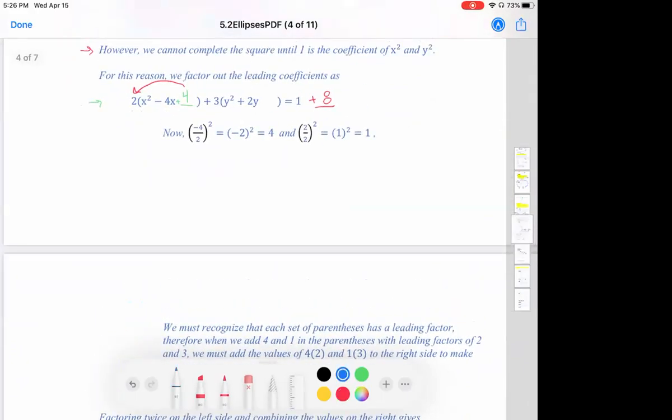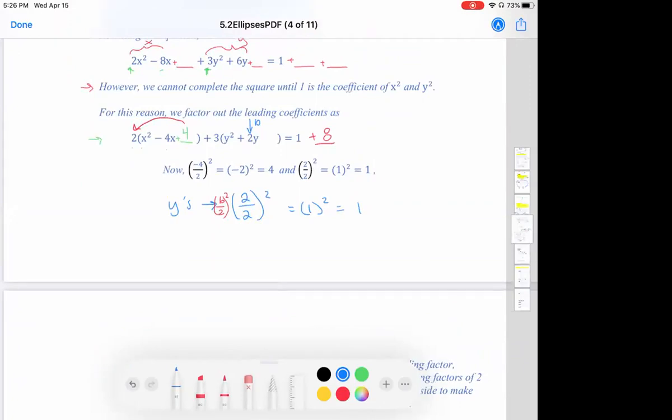And let's do our work for that. So we have our b. So for our y's, we have 2 over 2 squared. Remember, our formula is b over 2 squared. And so we have 1 squared, so it's just a 1. So we're going to go ahead and add a plus 1. Now I need to add a number here too. But remember, we need to multiply it to the outside. So 1 times 3 gives me 3. I'm going to add 3.